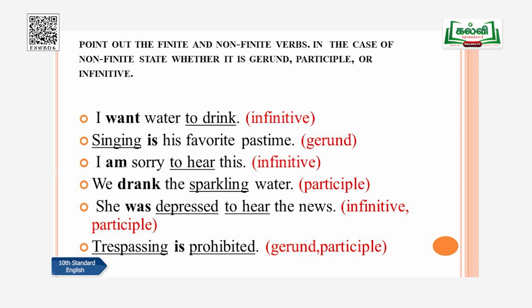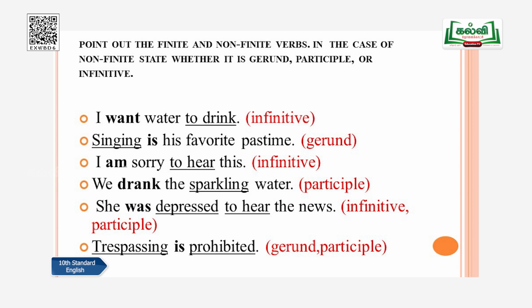The second one, singing is his favorite pastime. Here singing is a non-finite verb. Very good. And what kind? Gerund. His is a finite verb. Very good, children. I am sorry to hear this. Here am is finite. Very good, children. To hear is non-finite. And what kind? Very good. Infinitive. So you remember to plus base form of verb is very easy for you to understand because it is infinitive.